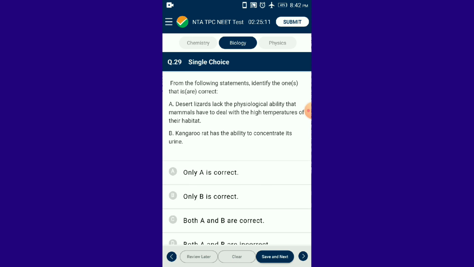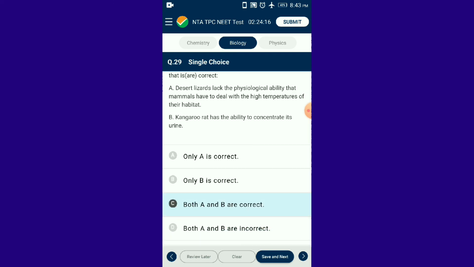Question number 29. From the following statements, identify the one that is correct. From the given statements, both A and B are correctly given. Desert lizards lack the physiological ability that mammals have to deal with the high temperatures of their habitat. Kangaroo rat is capable of meeting all of its water requirements by concentrating its urine so that only a minimal volume of water is used to remove excretory products. Desert lizards manage their body temperature by behavioral means. So the answer for this question is option C. Both A and B are correct.